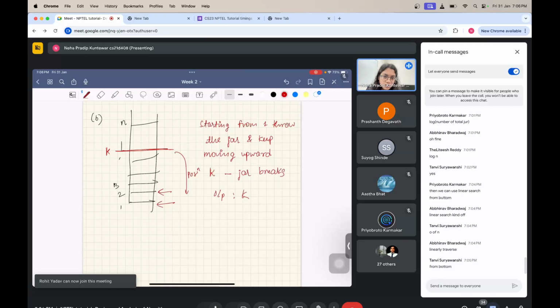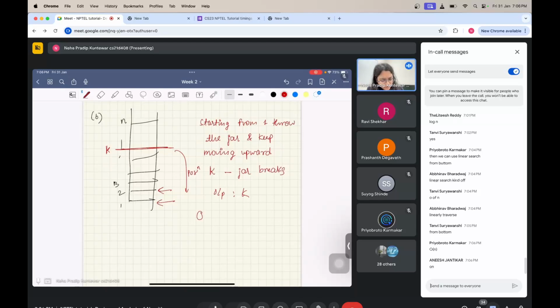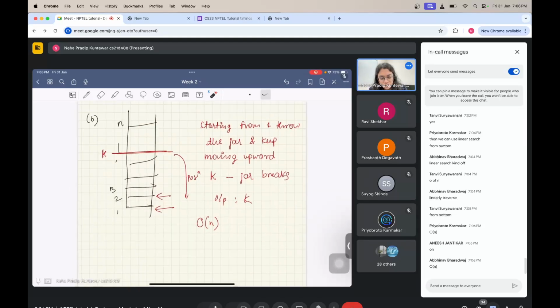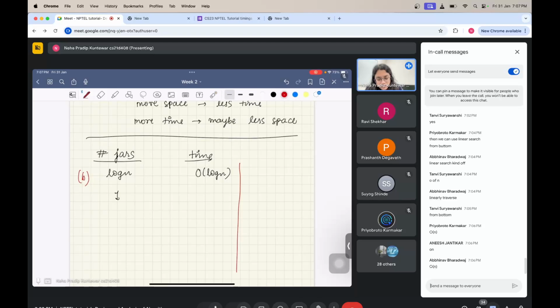Okay, so what is the running time of this? Order of n. Yeah, exactly, that is order of n, because in the worst case maybe the correct answer is n, and you would end up going all the way 1 to n. So the worst case would be order n.